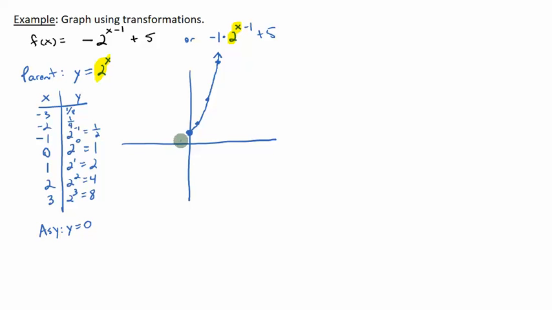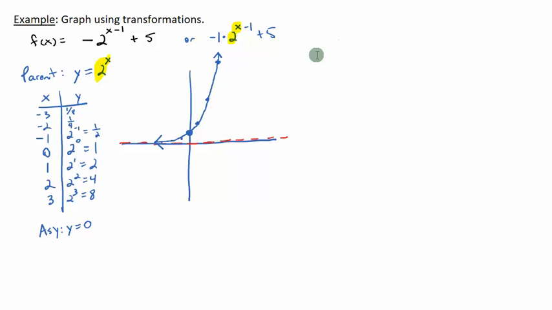Go to the left, -1, I'm at 1/2. -2, I'm half of that at 1/4. -3, I'm half of that at 1/8. And the graph is getting infinitely close to the x-axis. And so the x-axis is an asymptote. Y equals 0.